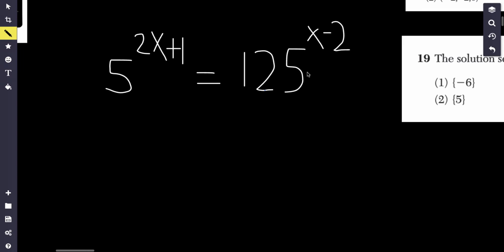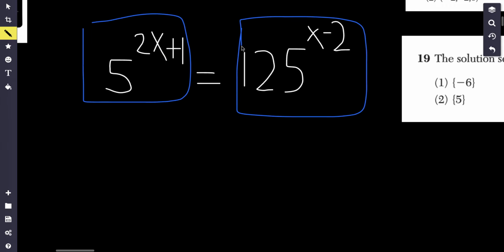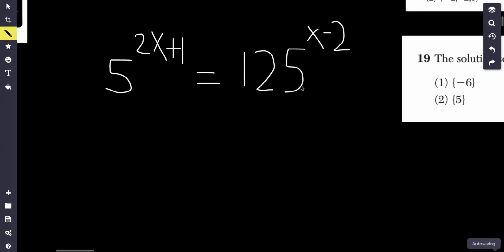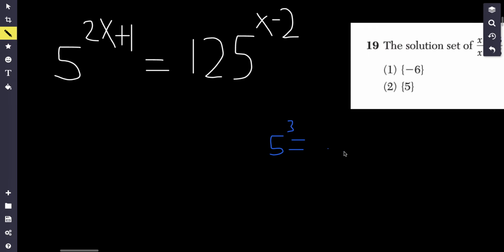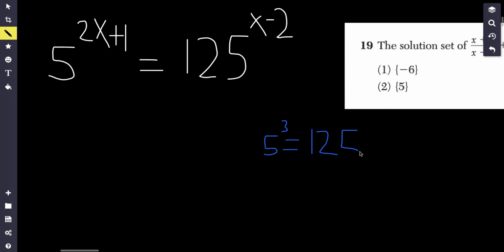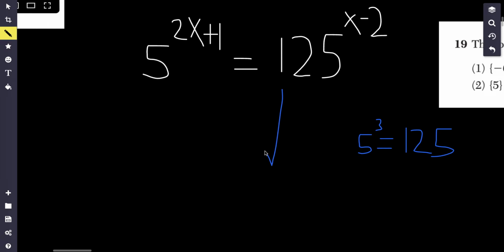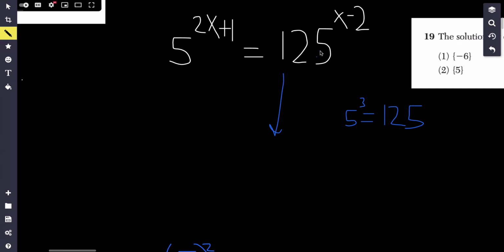Basically, what you have to notice here is that, first of all, you can obviously just graph out these two functions. But another way to do this is you can realize that 5 to the 3rd power is equal to 125. So what I can do is turn this 125 into 5 to the 3rd power, and then this is to the x minus 2 power. All of this is to the x minus 2 power.